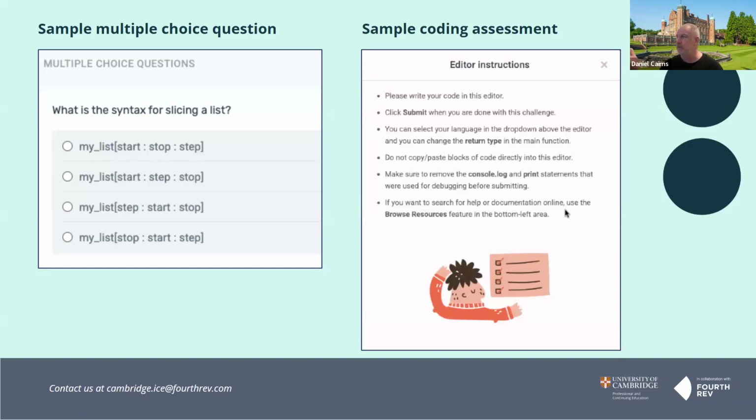Don't copy and paste blocks of code directly into the editor, but you can use tools to assist you with that. And make sure you remove the console.log or print statements. If you want to search documentation, use the browse resources. It is AI enabled as well to assist with that process. So that's a sample of what you can expect after you've done the Python course, with the multiple choice questions and a sample coding assessment. Sam, next slide if we can.